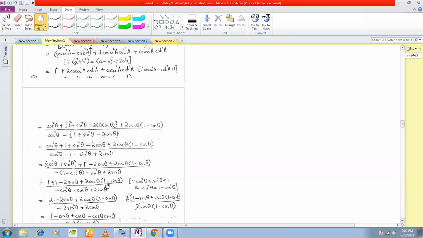The next problem here is 27(1), to prove cot theta plus cosec theta minus 1 divided by cot theta minus cosec theta plus 1 is equal to 1 plus cos theta by sin theta.